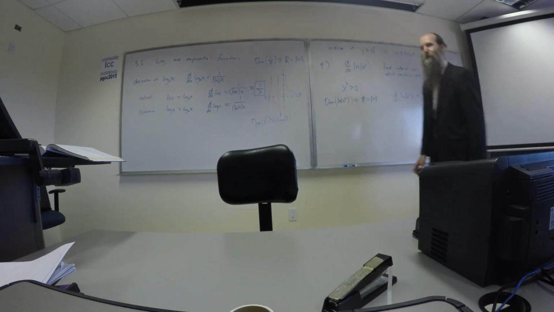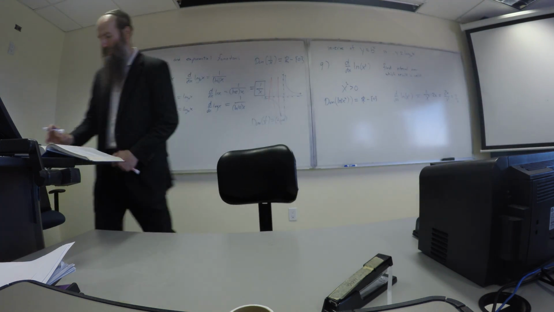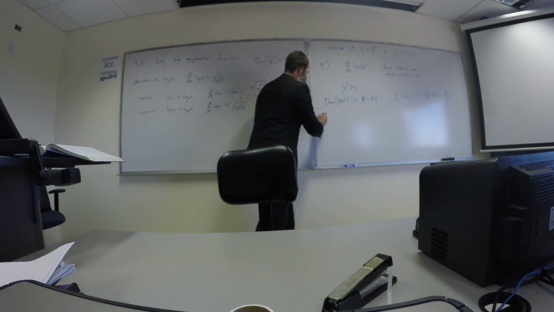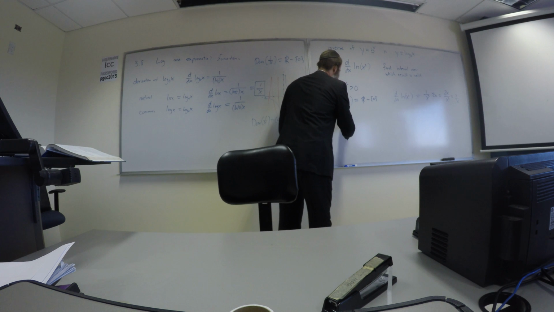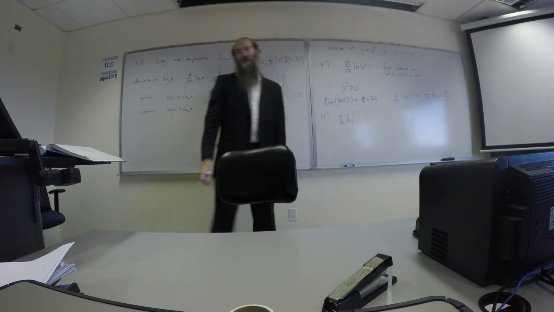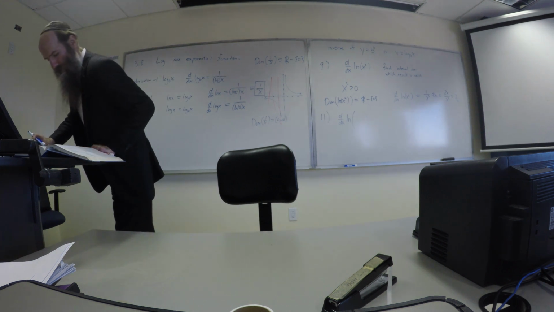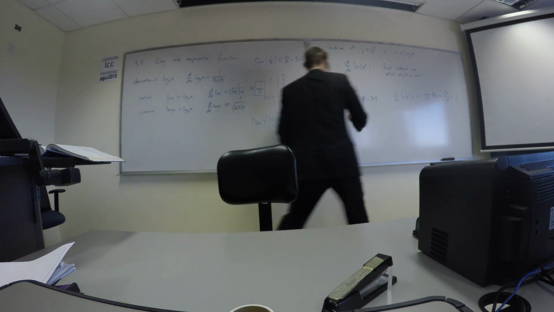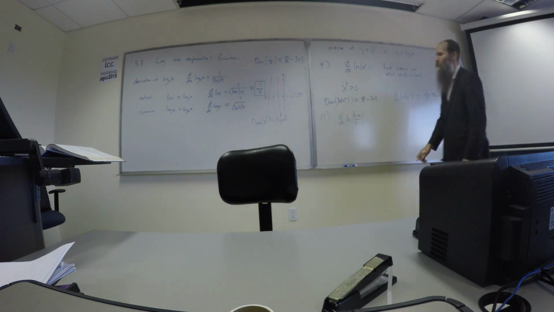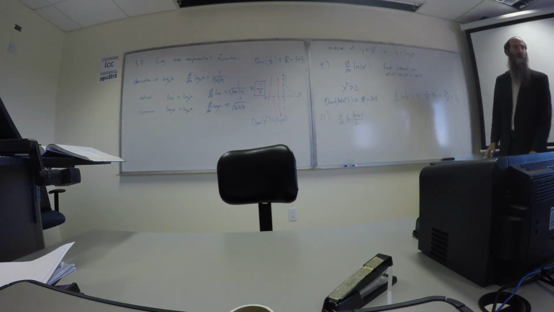Next, let's do another one. 11. Derivative of the natural log of a quotient. The quotient is x plus 1 over x minus 1. Whew, this is getting tricky already.